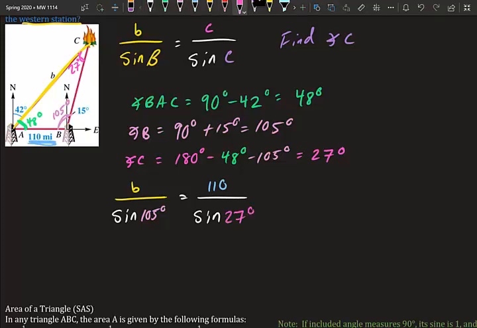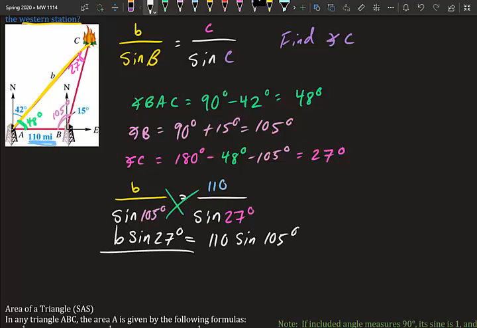We cross multiply. So we have B times sine 27 degrees equals 110 sine 105 degrees. We divide by sine 27. And when we do, we get B is approximately 234.0. Not bad. Let me rewrite that.